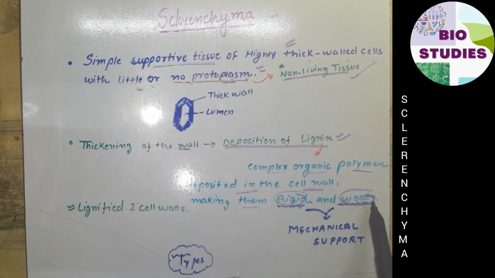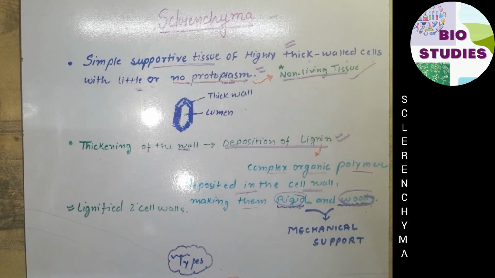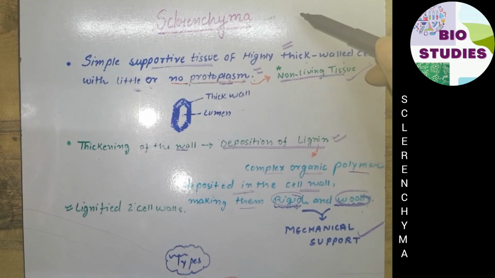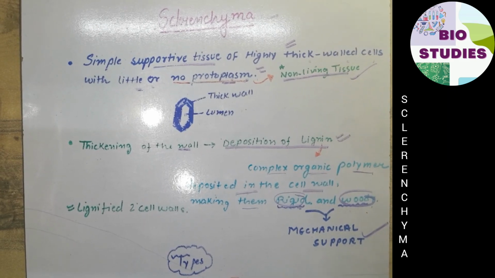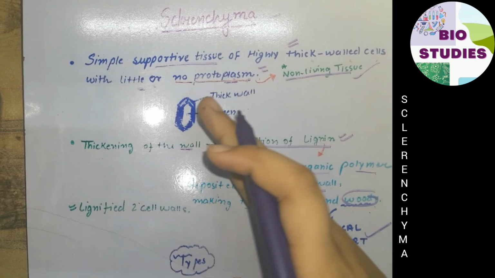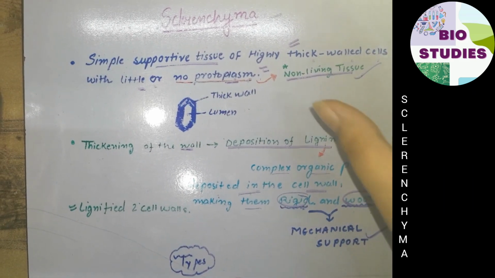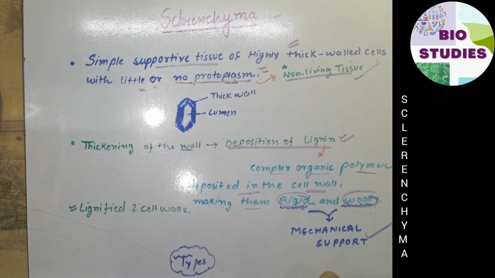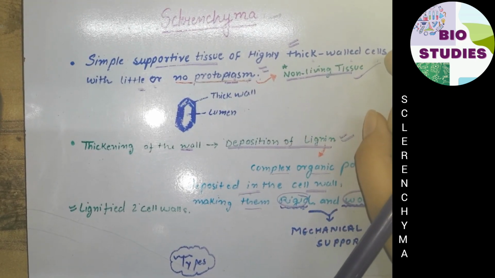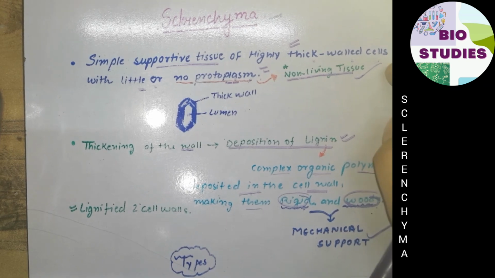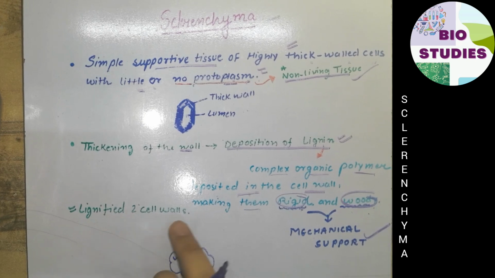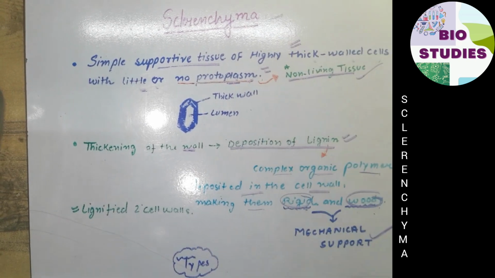Rigid or woody, because of this, sclerenchyma provides mechanical support, and that is a very important function of sclerenchyma. Instead of providing living types of functions, as provided by parenchyma and collenchyma, sclerenchyma provides much mechanical support due to the presence of the thick wall on the cells and due to the deposition of lignin. And these lignified secondary walls are present in sclerenchyma.